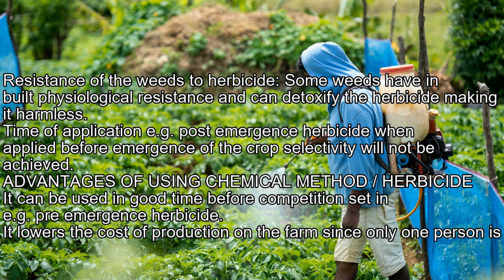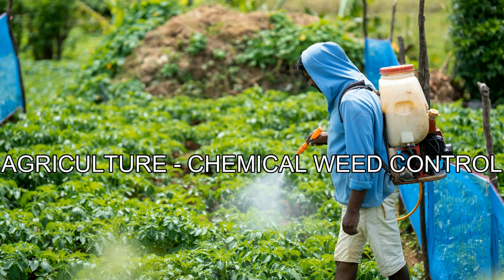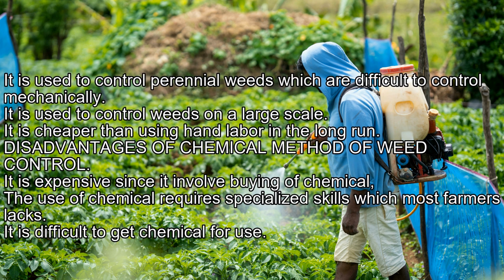Advantages of using the chemical method, herbicide. It can be used in good time before competition sets in, e.g. pre-emergence herbicide. It lowers the cost of production on the farm since only one person is needed. It is used to control perennial weeds which are difficult to control mechanically. It is used to control weeds on a large scale. It is cheaper than using hand labor in the long run.